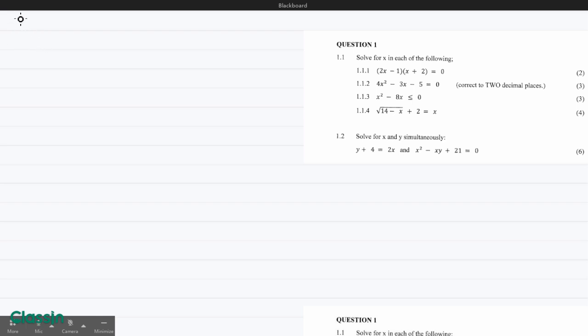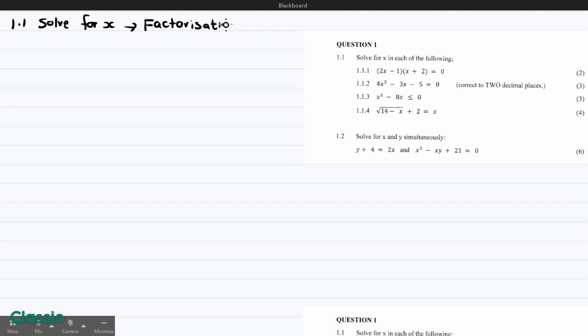Now, our 1.1 questions are mostly solve for x. On solve for x, there are a number of things that we need to take into consideration. Every time you see solve for x, the first thing that should come to your mind is factorization.